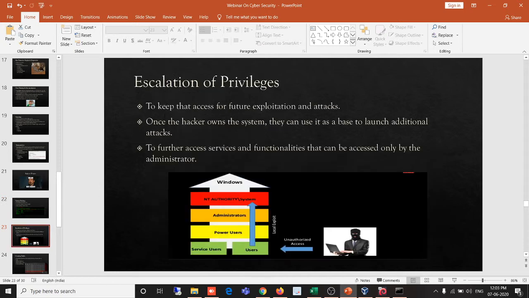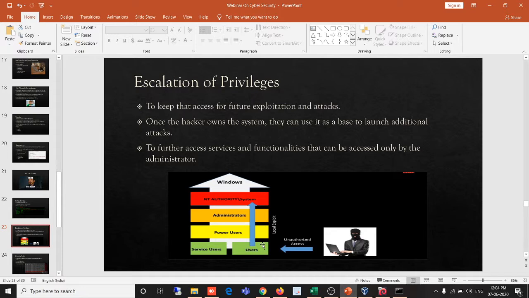So the next phase is escalation of privileges. As you could see in this diagram, once an attacker enters into the victim's system, he will have normal user access where he will be restricted to performing limited actions. Consider your system labs which you use in your schools. You will be provided with a user account, right? You will not have administrative access, and the same applies to a college.